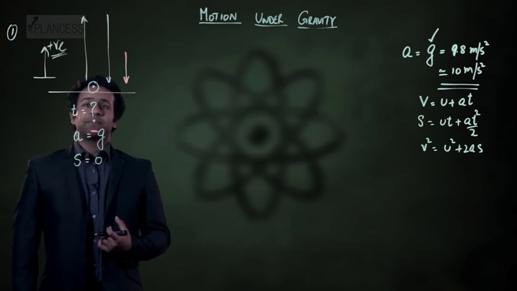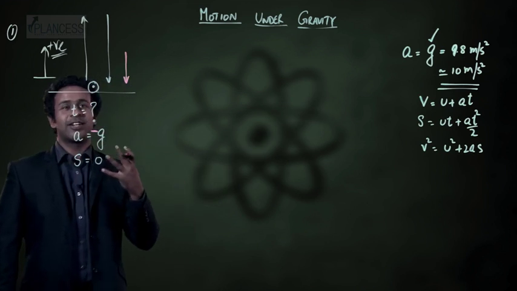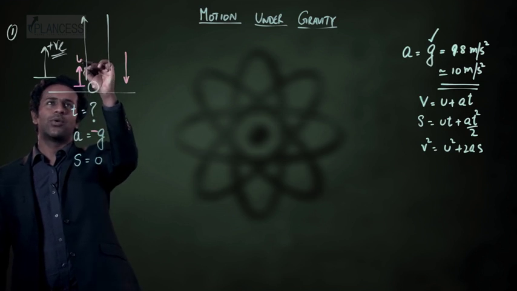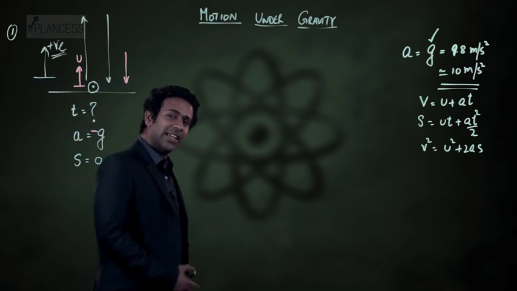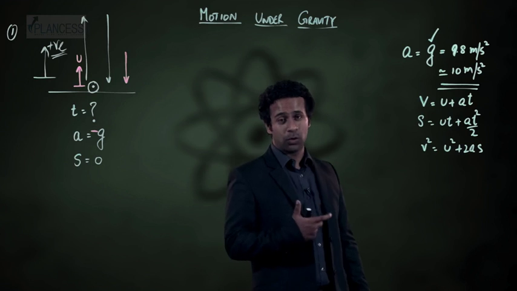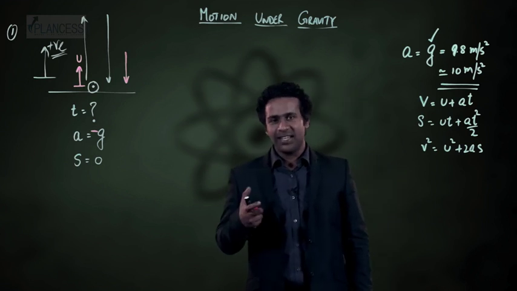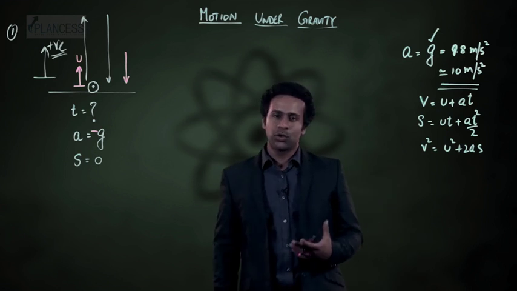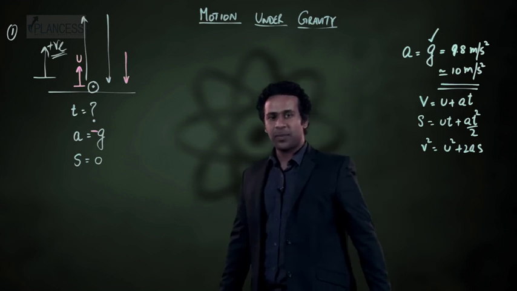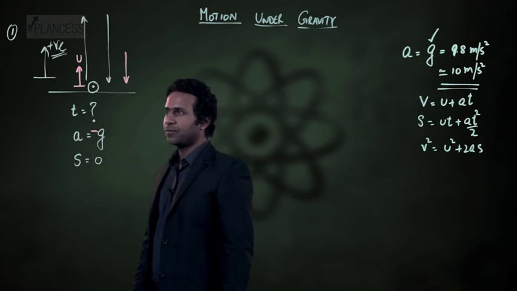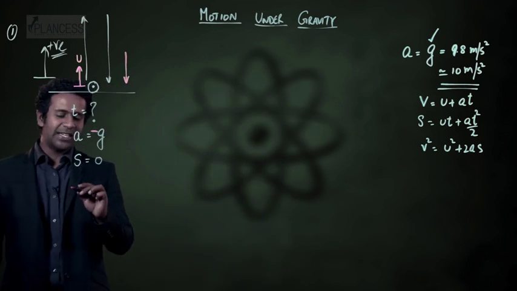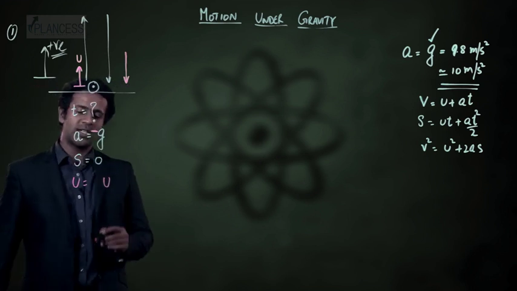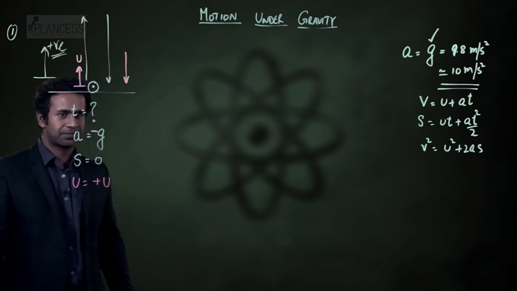Now, in this case, it should be given to you the initial speed with which the ball was thrown up, because clearly the amount of time it takes would depend on what speed you throw it upwards. The higher the speed, the greater the time taken, right? So we know the initial speed as u. Also, it is thrown upwards, hence this would be positive.